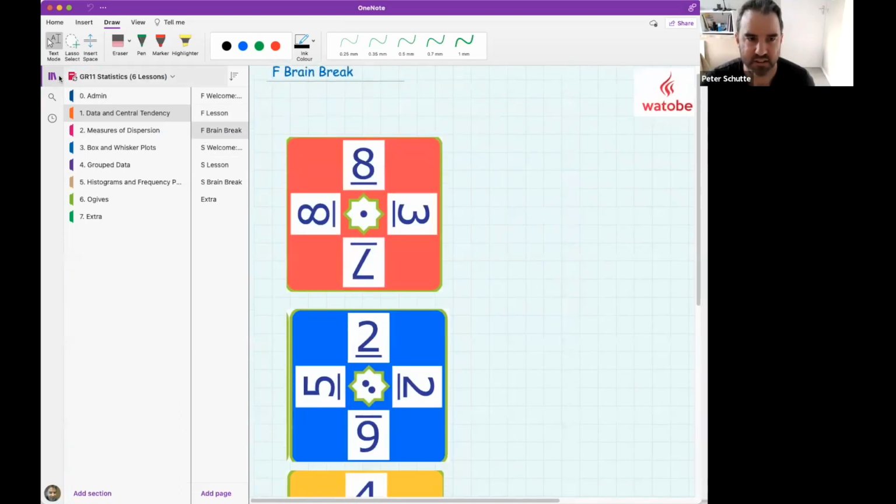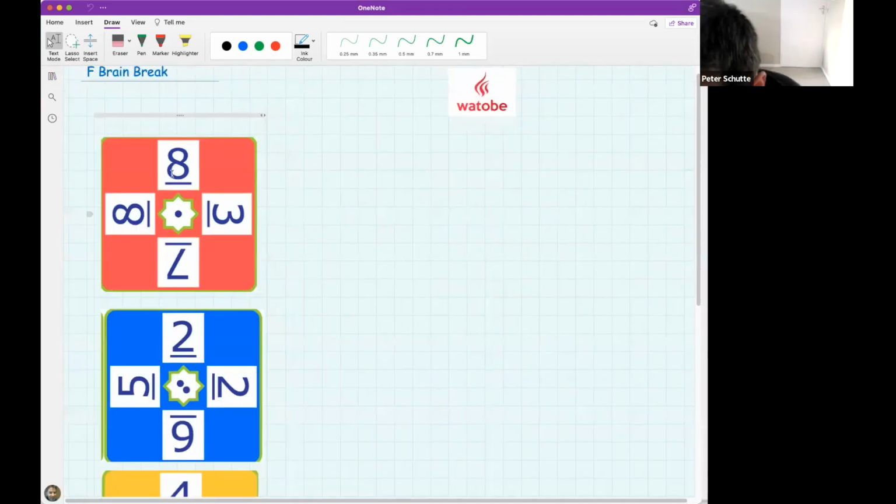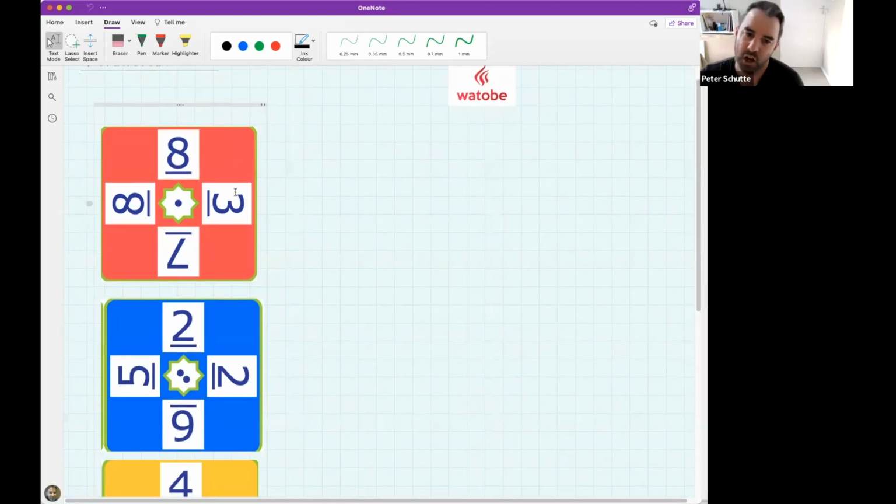Let us do some math 24 just to keep our brains ticking over. The way it works is you're trying to get to 24 using all four numbers on a card. See if you can claim one for yourself.